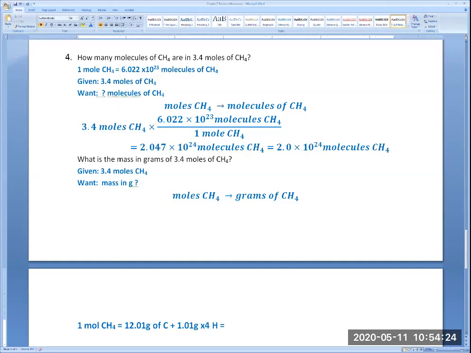So in your calculator, you do 12.01 plus 1.01 times 4, 16.05 grams per mole. So the unit of molar mass is grams per mole. Well, yeah, I wrote 1, and so I guess I should, let me rewrite this.